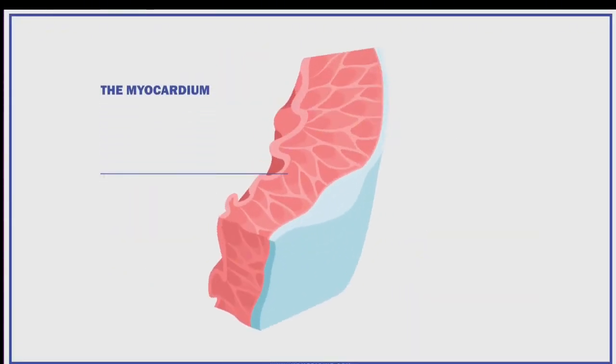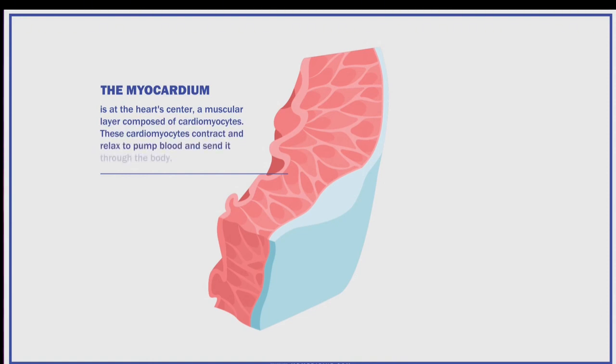The myocardium is at the heart center, a muscular layer composed of cardiomyocytes. These cardiomyocytes contract and relax to pump blood and send it through the body. Surrounding the myocardium are 3 distinct layers of tissue.